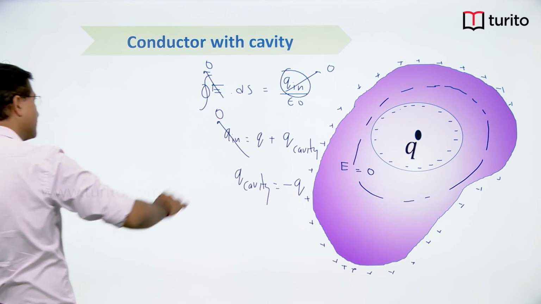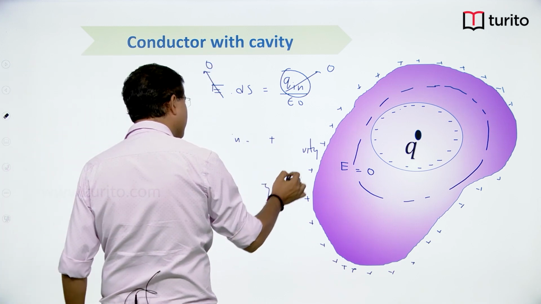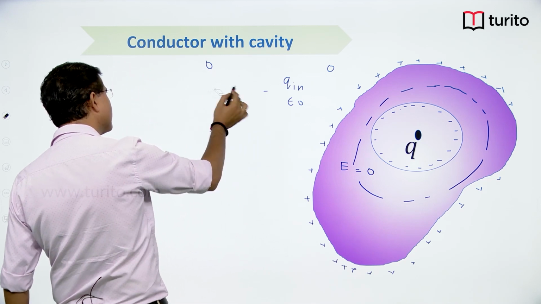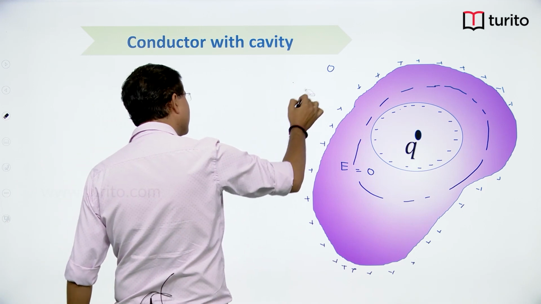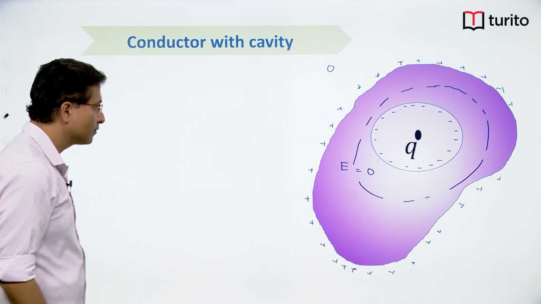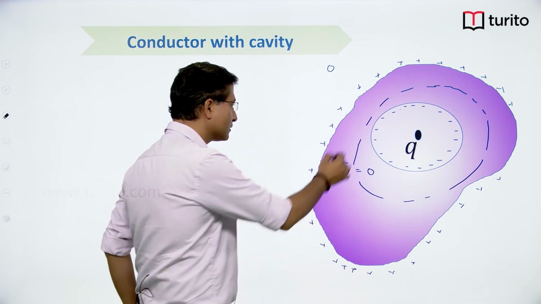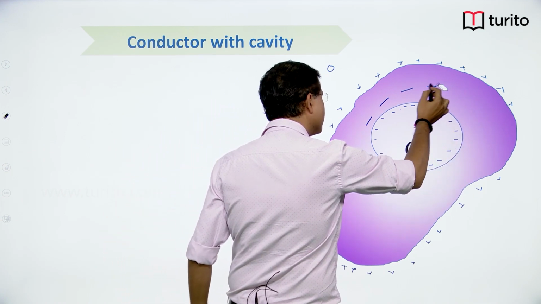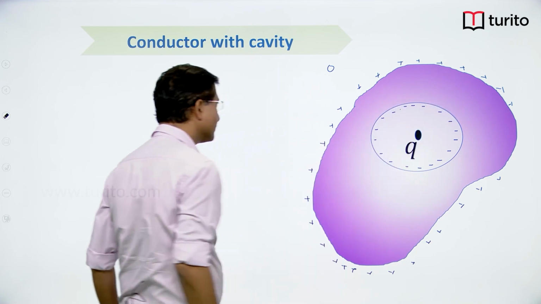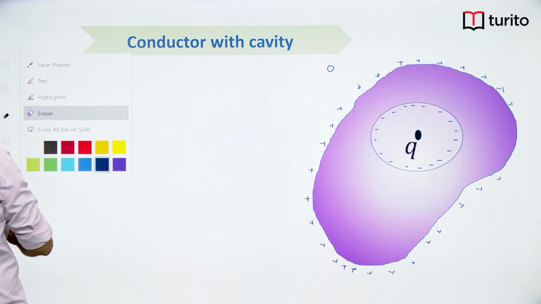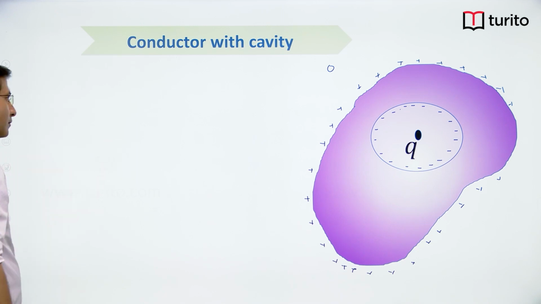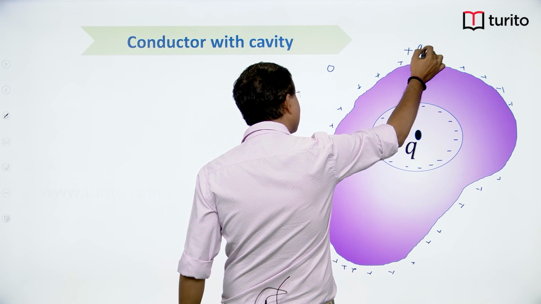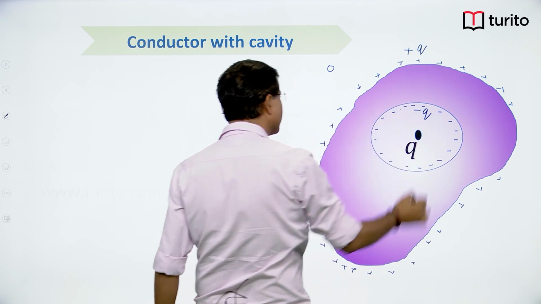So, as you understood this point, I will erase this one. And this is also clear. So, this is plus q and this one is minus q.